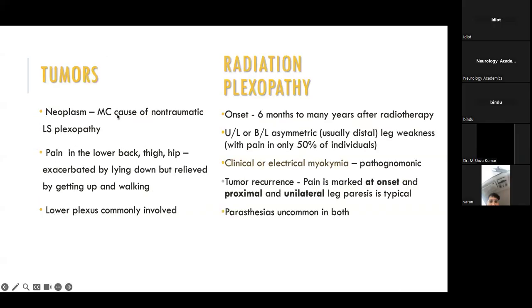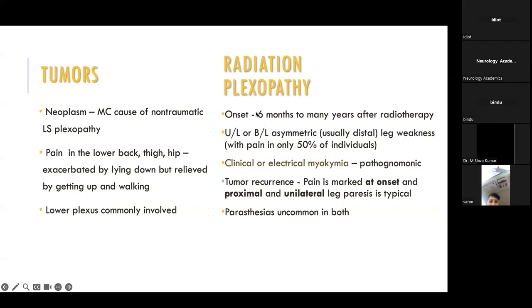Tumors are one of the most common causes of non-traumatic lumbosacral plexopathy. The patient presents with pain in the lower back, thigh, and hip. The peculiarity is that the pain is exacerbated on lying down, but relieved by getting up and walking. Here, the lower lumbar plexus is commonly involved.